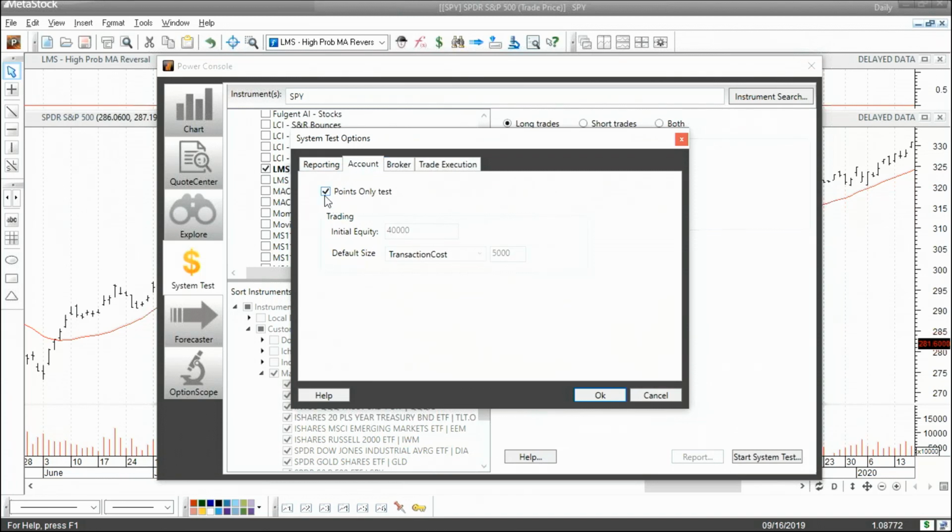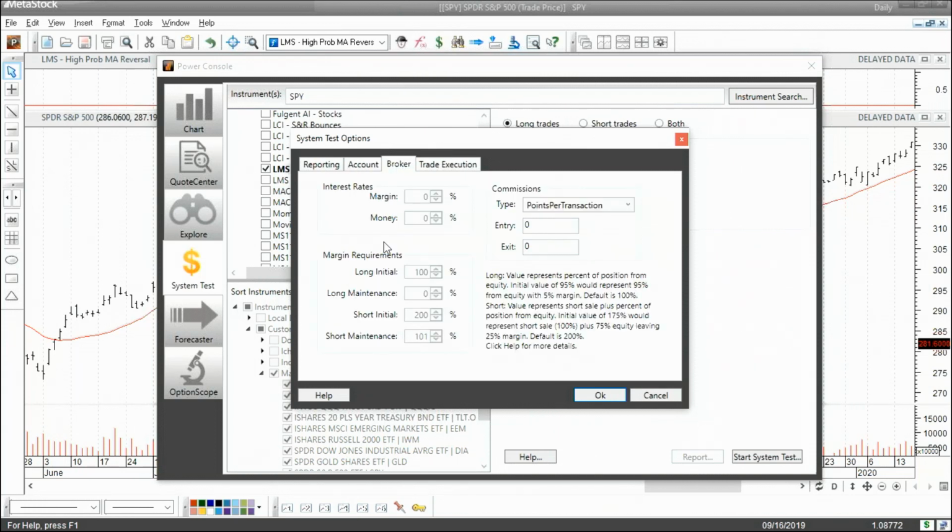Underneath the account, I'm going to run a points only test. A points only test only returns back a raw number of points that were gained or lost. It doesn't factor in the price of the security or anything like that. It's just a raw number of points. For the broker, by choosing the points only test, that'll gray out this whole area here. So there are no interest rates coming into play, and there's no margin coming into play. And for commissions, I have 0 set for that.